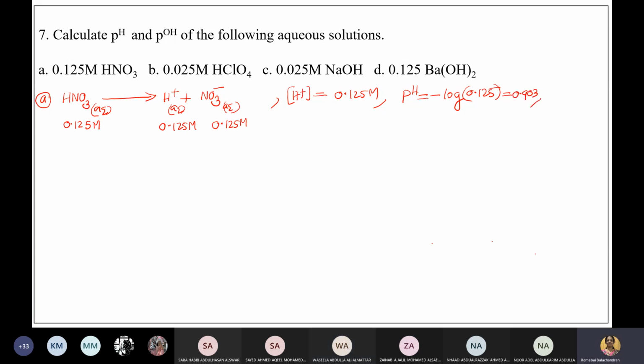0.903. So we have to find pOH also. So how do you find pOH? 14 minus 0.903. There is no place to write the answer, so I will leave it like that. Did you understand? Yes, doctor. Okay, so we do B part of the question.